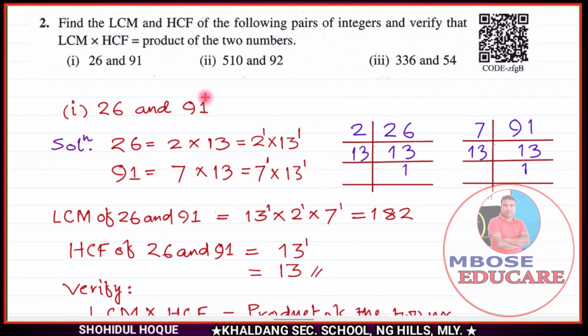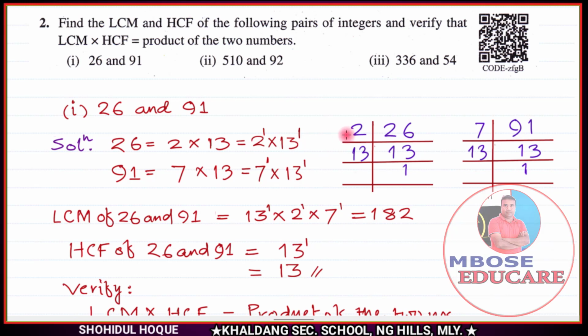Similarly, the other number is 91. We have to find the prime factors of 91 again. 91 is not divisible by 2, 3 or 5. So it is divisible by 7. 7 13s are 91. And 13 is a prime number. It can be divided by 13 only. So 13 divided by 13, answer 1.